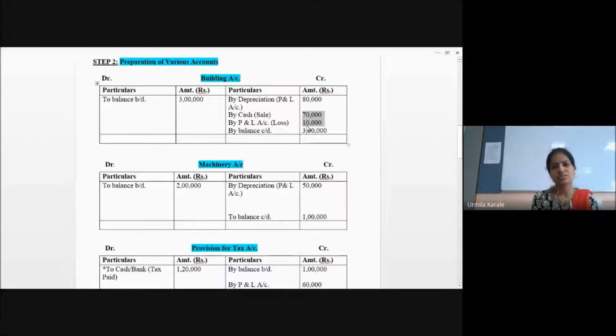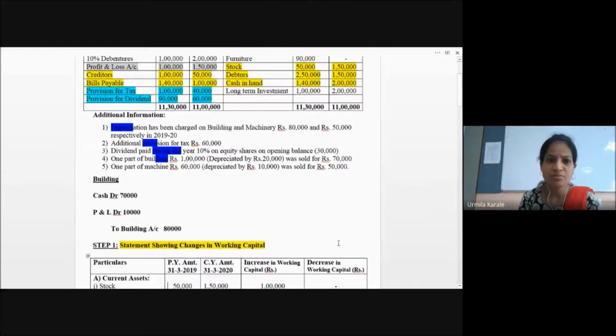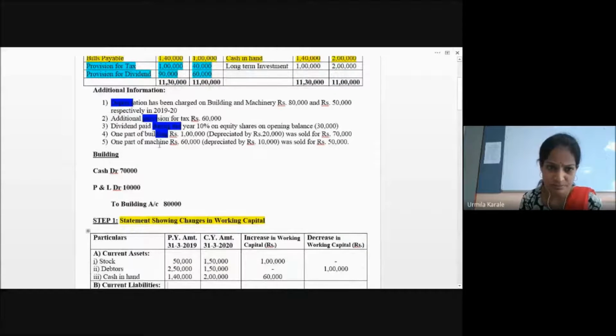You need to always see whatever part of a building you are selling, exactly that credit effect is there or not in the account. So we are crediting this building account by the 70,000 cash which we receive and the loss which you are suffering, 10,000. Now we are done with this transaction. There is no other transaction relating to building. Same way we'll write for this.